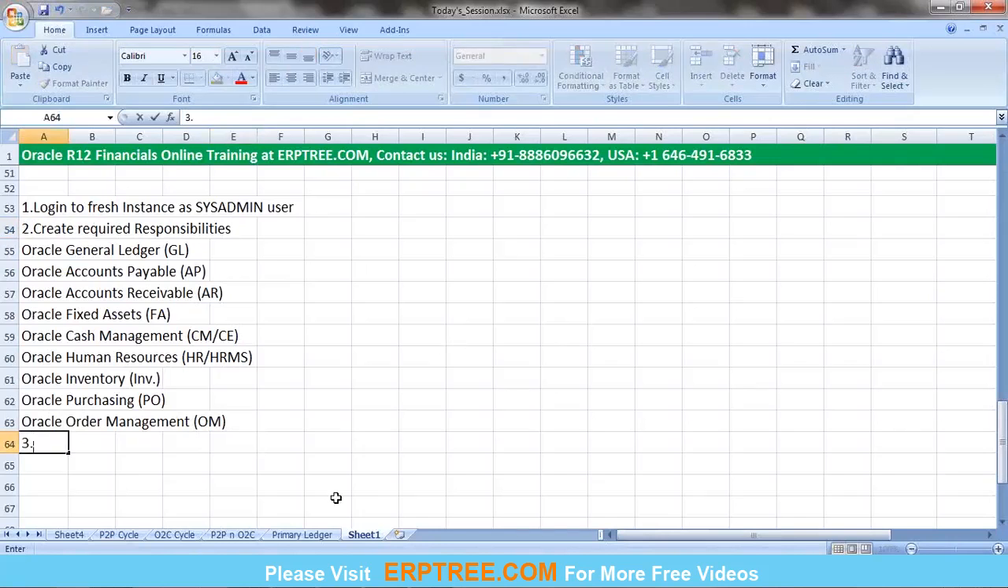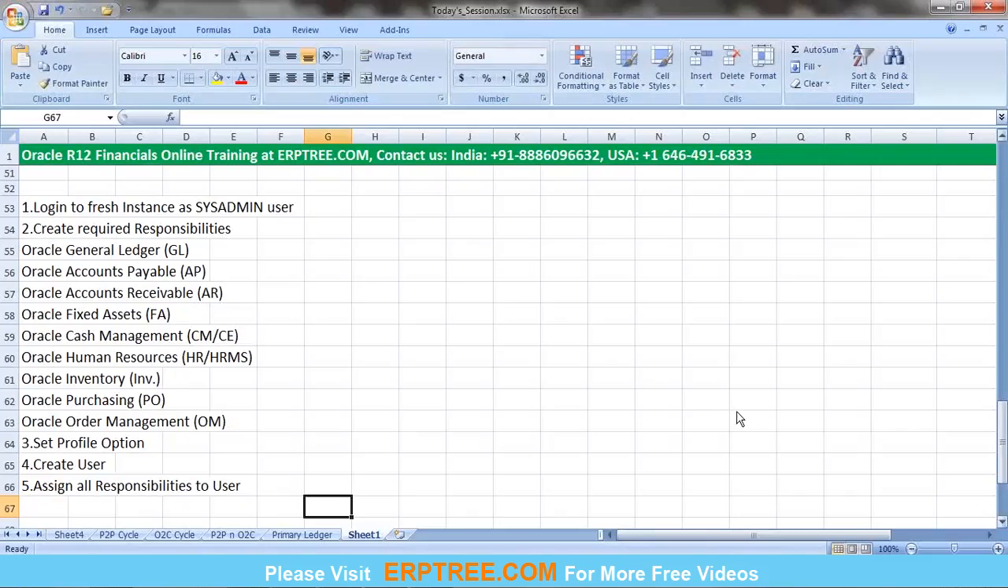okay, third point you can say set profile option. After setting the profile option, as a fourth step you can create user, your own user you can create. As a fifth step, assign all responsibilities to user, and that's how we'll just continue.